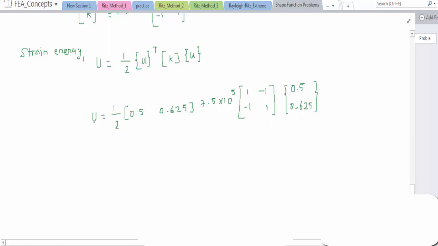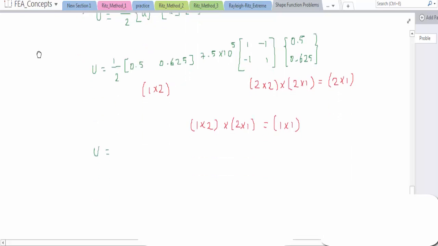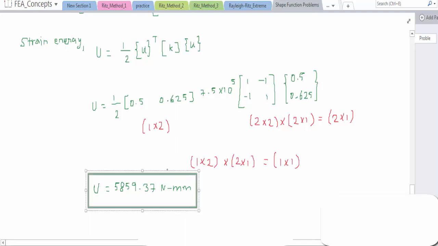Here there are three matrices. This is 2 cross 2 and this is 2 cross 1, so you will get a 2 cross 1 matrix as the result. Here it is 1 cross 2, so finally if you multiply 1 cross 2 into 2 cross 1, you will get a 1 cross 1 value. The final value of U will be 5859.37 Newton mm. This is the strain energy value.